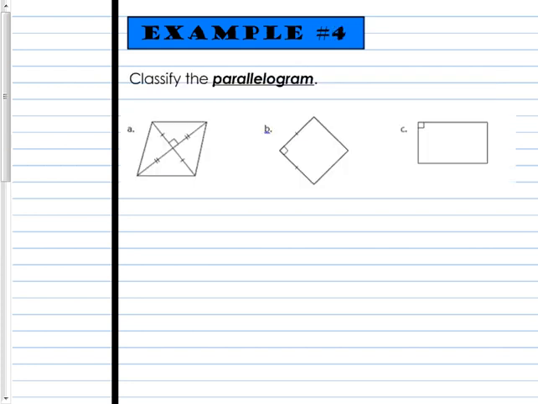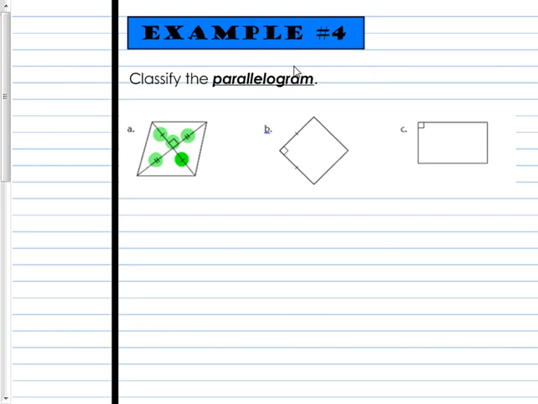On the back side, classify the parallelogram. We already know it's a parallelogram, so we have to say what kind of parallelogram it is. So, first of all, I know it's a parallelogram. The diagonals are bisecting each other, so this diagonal is cut in half, and this diagonal is cut in half. What I do notice is that the diagonals are perpendicular, okay? The diagonals are perpendicular because I can see that they gave me a 90-degree angle. So, if you look back at your chart, what type of parallelogram has perpendicular diagonals? Well, it says it's a rhombus or a square, okay?